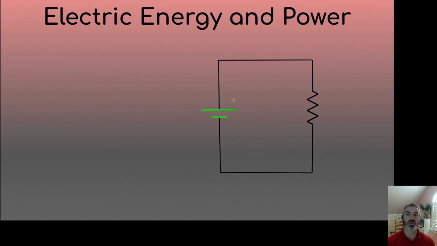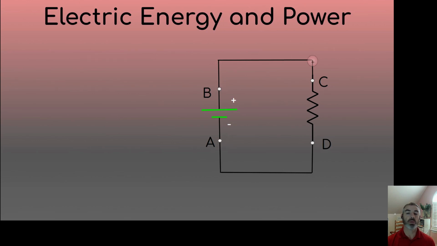We're going to transition and talk about electric energy and power. So we're going to look at our simple circuit diagram of a battery with the positive side being the long line. And we'll set up some points in our circuit, points A, B, C, and D. What we're going to do is look at a positive charge as it flows through the battery.